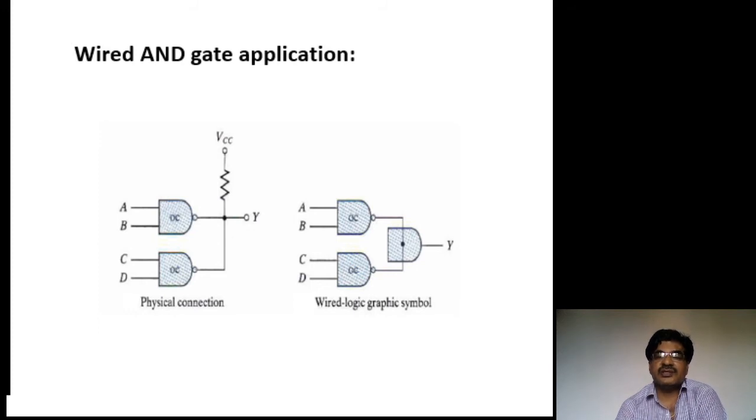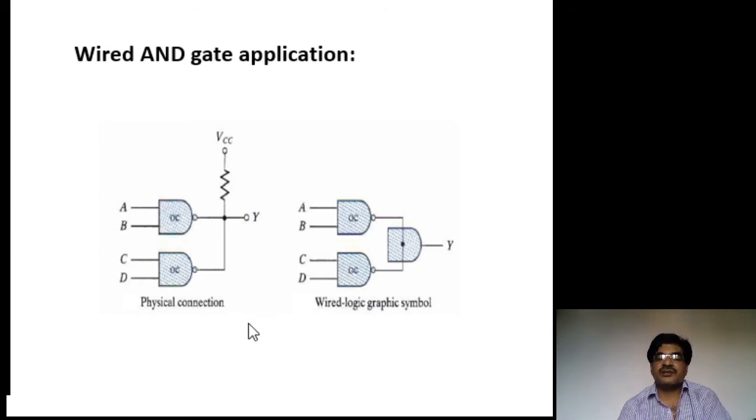NAND gate output 0 means that the Q3 transistor acts as a short circuit. Since these two are connected in shunt, if one is in short circuit, the total connection acts as a short circuit. Therefore the output becomes 0. So now this junction point acts as an AND gate. If both outputs are 1, then only the output is 1. Otherwise the output becomes 0. Therefore this junction point acts as an AND gate.